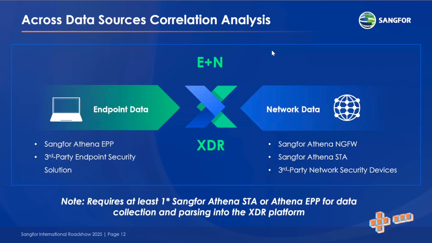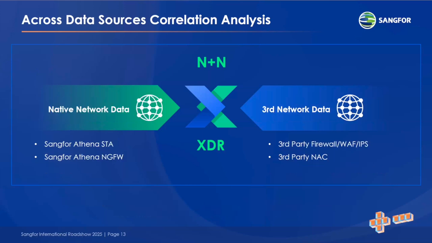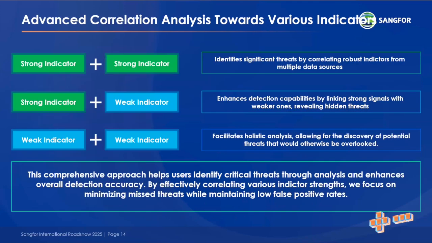Talking about correlation, what do we correlate? We are focusing on two dimensions, endpoint and network. The endpoint comes from our EDR, and the network comes from our NDR and firewall. We also focus on network plus network, third-party network devices and our native devices.